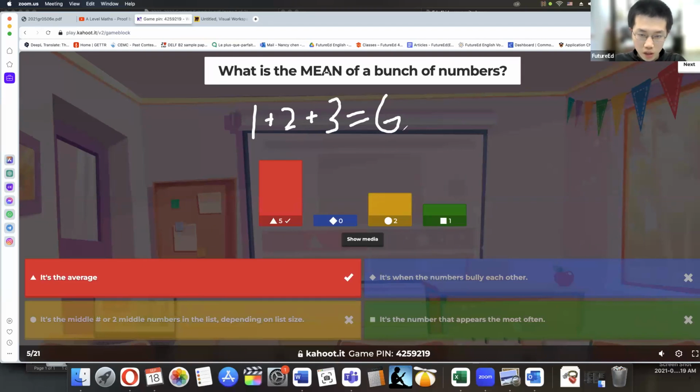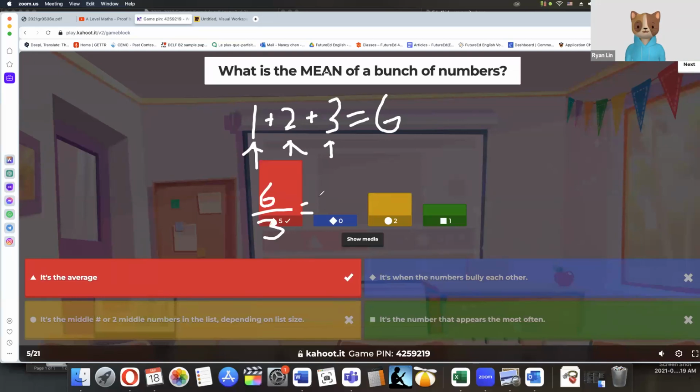And once we find 6, the mean of a bunch of numbers is finding the average. And if we count, there are 3 numbers here, right? You can see there's one number, this is the second number, this is the third number. So to find the mean, we would then need to take 6 and divide it by 3. So what's 6 divided by 3? Ryan, can you tell me what 6 divided by 3 is? Or Ray, can you tell me what 6 divided by 3 is? You can unmute or type in the chat.